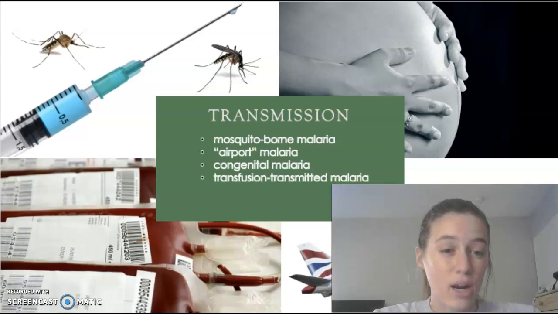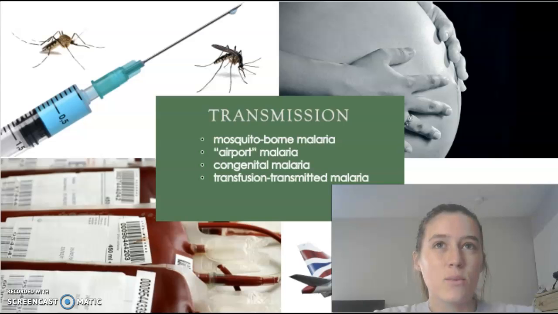There are also various other modes. As you can see, there's airport malaria. That's when an aircraft goes from a malaria-endemic country to a non-endemic country and carries infected mosquitoes inside the aircraft. So that's one way that people in a non-endemic country can get mosquito-borne malaria without having traveled abroad. The next one is congenital malaria.